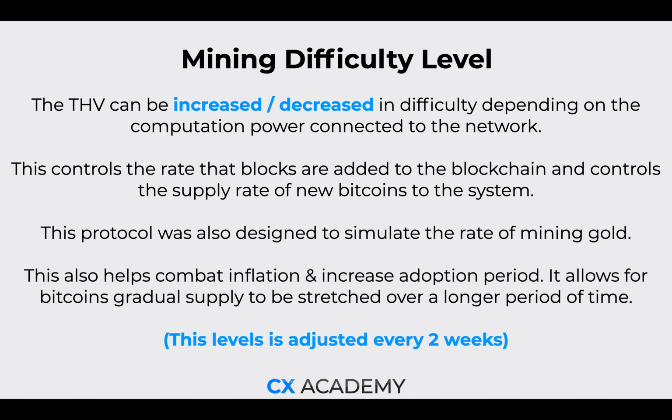So Satoshi really did think about what he was doing here. So this also helps combat inflation and increase adoption periods. Okay, it allows for the Bitcoin supply to be stretched over a long period of time, like I've just said. And this mining difficulty is adjusted every 2 weeks. Okay, that's important to know as well.